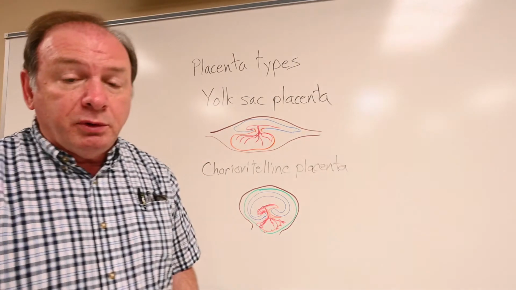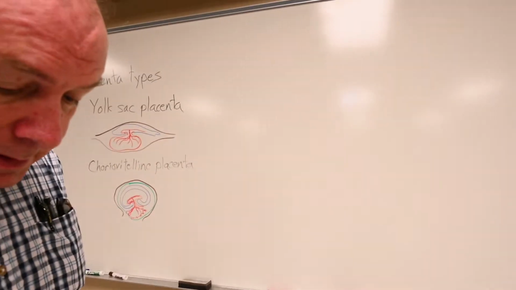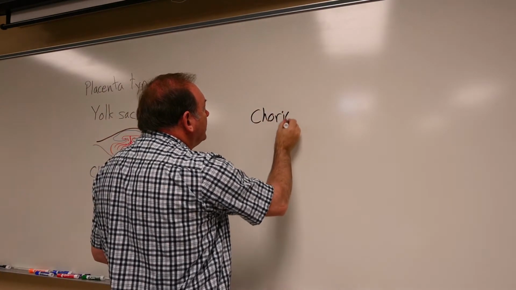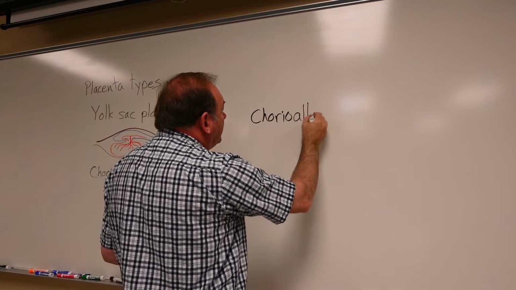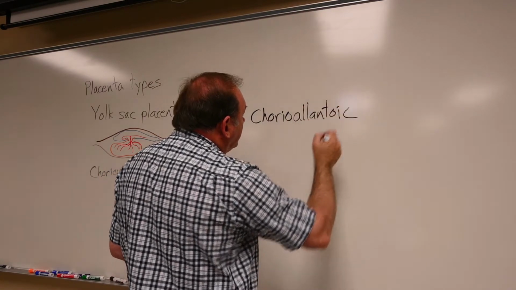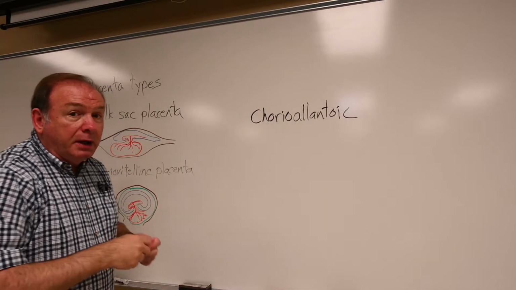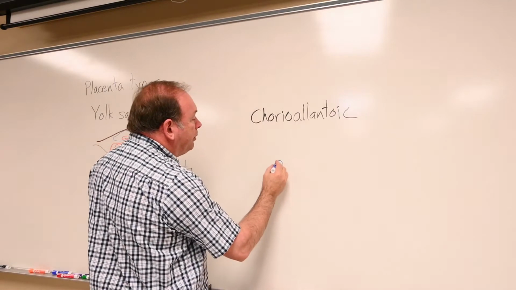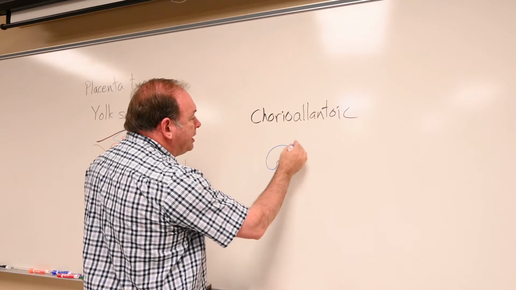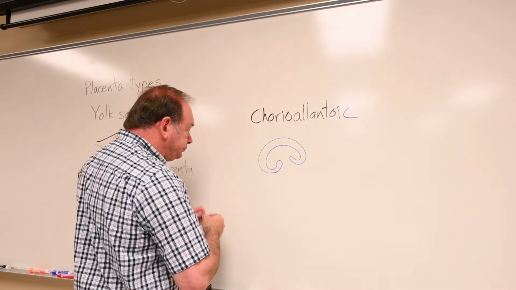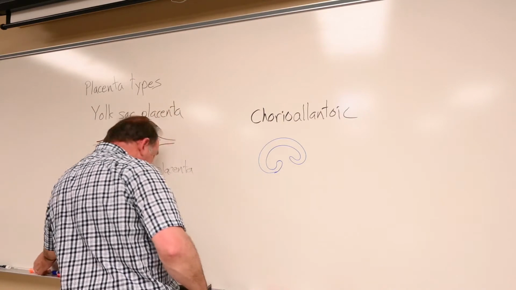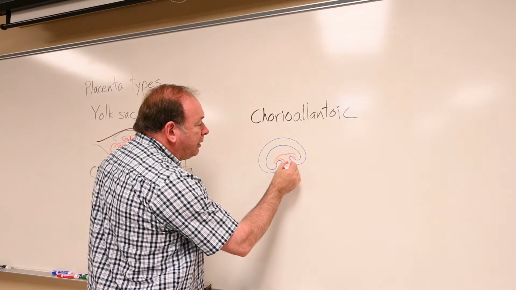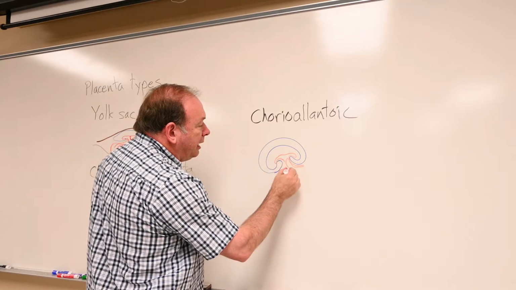Now for our third type, let's move the camera a little bit. Chorioallantoic. In the chorioallantoic placenta, again you have your embryo inside of an amniotic cavity. You have your endoderm, which extends from the foregut back to the hindgut, and here we have an allantois that reaches out, and here's our yolk sac.